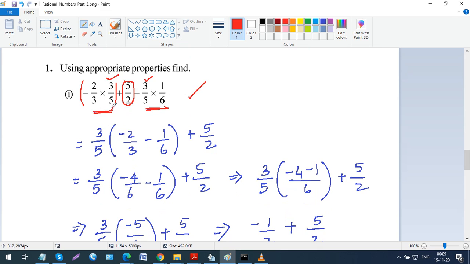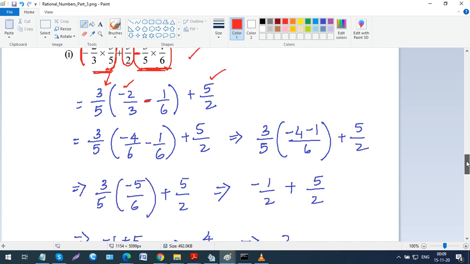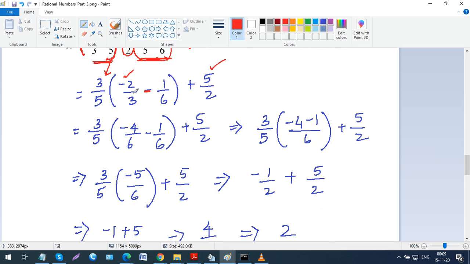So you can take the 3 by 5 outside and open the bracket. See, from the first thing here, if 3 by 5 is taken out, I am left out with minus 2 by 3, right? So I write minus 2 by 3. Now from the second term over here, if 3 by 5 is taken out, I am left out with, see, there is one minus also, right? So the minus comes with the 1 by 6. Okay, so I'll have to write it with minus 1 by 6, and then plus 5 by 2 I will write it outside, because it doesn't have a 3 by 5 multiplied with it, right? That's why. So 3 by 5. Now here I make the denominators common, so I multiply this by 2.